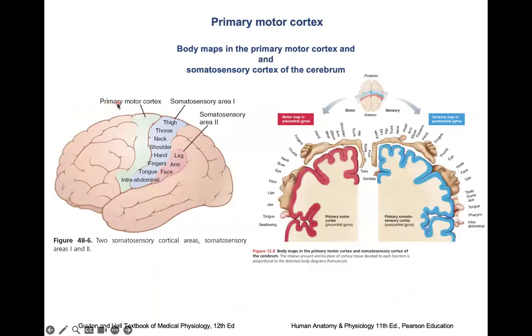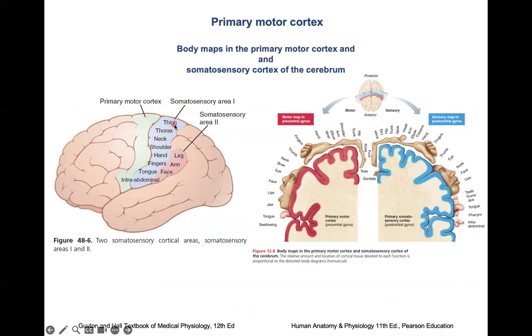Now here we see the primary motor cortex and the somatosensory cortex. About these two, I'll talk in detail in separate parts. However, it will be very helpful to briefly introduce them here. The primary motor cortex is located in the precentral gyrus, whereas the somatosensory cortex is located in the postcentral gyrus.